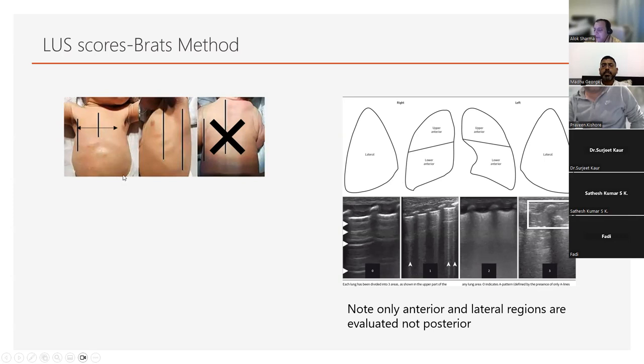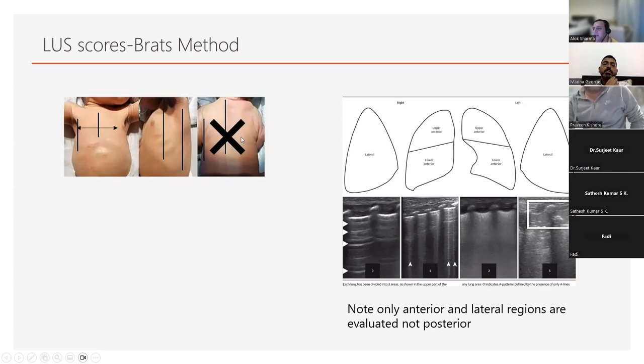They're only using anterior lateral regions, and they felt the study was valid for babies between 24 and 34 weeks of gestation, and just as valid for the extreme preterms as it was for the near-term babies. But just be aware that babies who are near-term, or 30, 32 weeks, you might have them prone. Now, if they're prone, you can actually apply BRAT score by doing exactly the same.